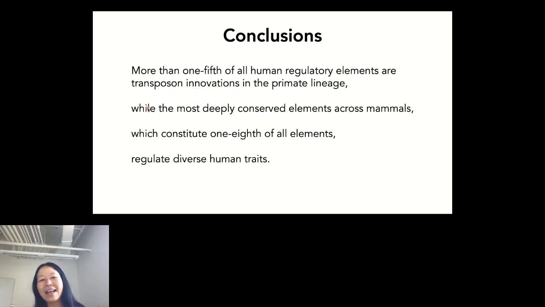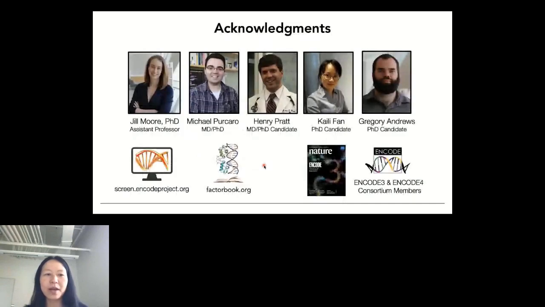However, at the other end of the spectrum, those regulatory elements that are not these 1/5, the most deeply conserved elements across mammals, which roughly constitute 1/8 of all of our regulatory elements, are the ones that show the strongest enrichment in the GWAS, the human trait variants. Those are the regulatory elements that are most likely to regulate diverse human traits. Okay, so that's what I want to tell you today.